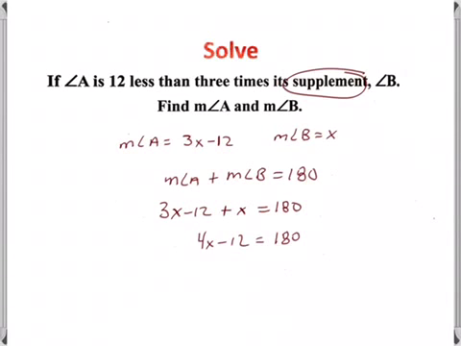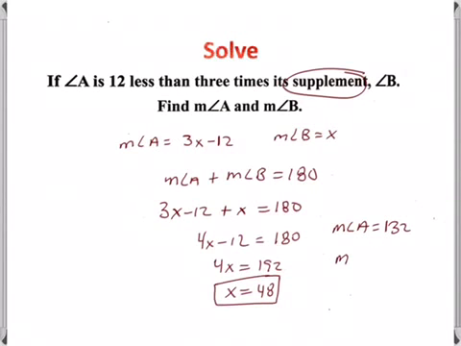We'll add 12 to both sides. We get 4x equals 192. Divide by 4, and x should be 48. From there, we're going to substitute the 48 back into the expression for x, and we should get the measure of angle A to be 132, and then the measure of angle B is just going to be 48.